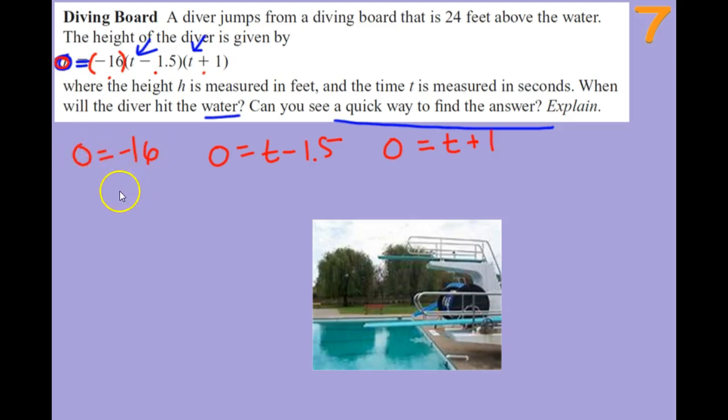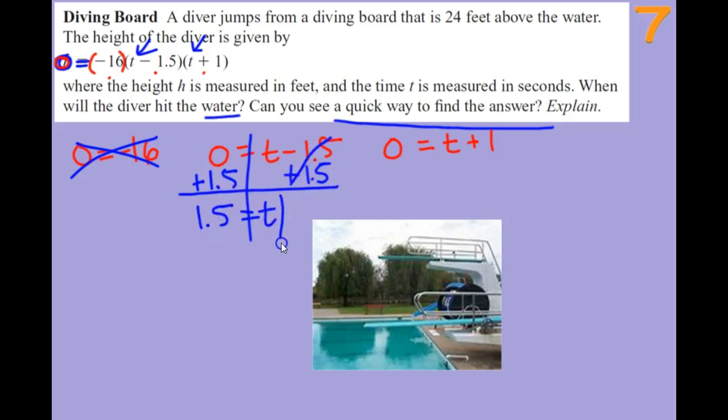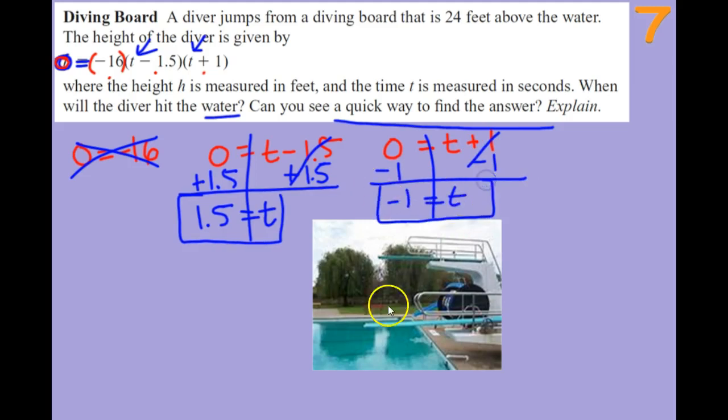Well, does 0 equal 16? Not possible, you guys. You can't even solve that one. If I solve this one, I would add 1.5. So I have t equals 1.5. There's one answer that might make sense. And over here, if I subtract 1, I have t equal to negative 1. So we have two answers that might make sense.